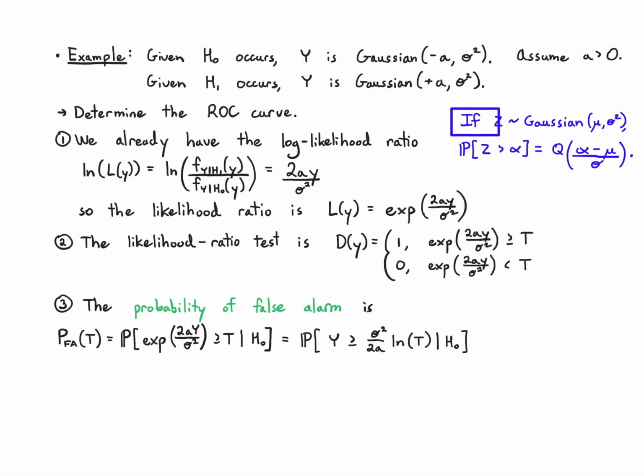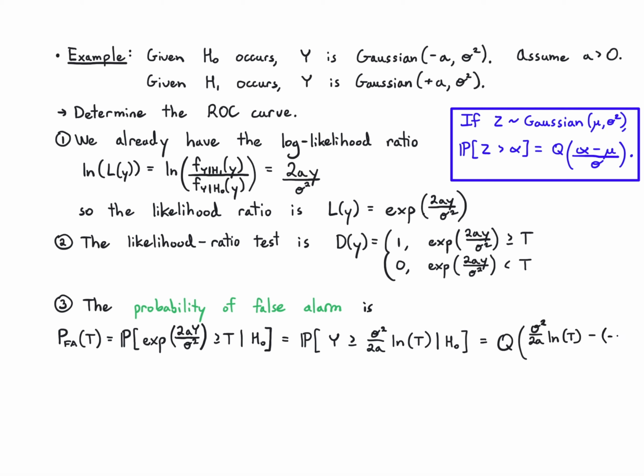So that's just a little reminder. In this case, what that means for us is we're going to have Q of the value we care about, sigma squared over 2a log of the threshold minus a, that's the mean, over sigma. That's the probability of false alarm for a given threshold t.